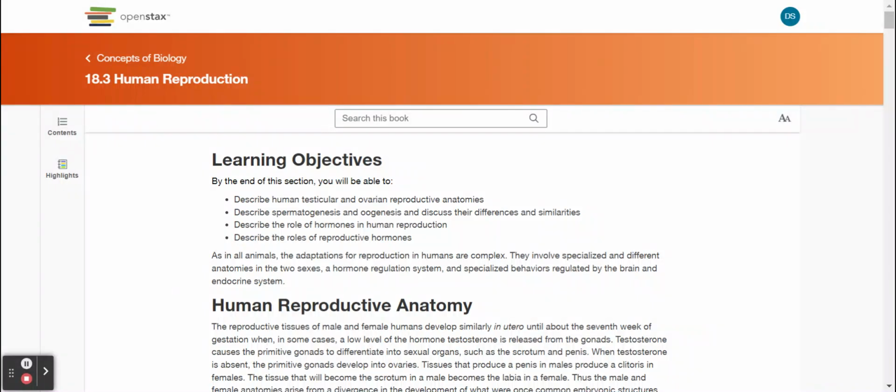Section 18.3, Human Reproduction. By the end of this section, you will be able to describe human testicular and ovarian reproductive anatomies, describe spermatogenesis and oogenesis, and describe their differences and similarities, describe the role of hormones in human reproduction, and describe the roles of reproductive hormones.